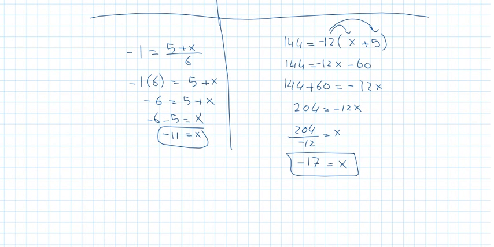Yeah? Okay. So what's the opposite of multiplication if I want to get rid of that negative 12, if I want to bring it over? Division. So I can actually divide 144 by negative 12. So that gives me negative 12 equals x plus 5. And then bring over the 5.